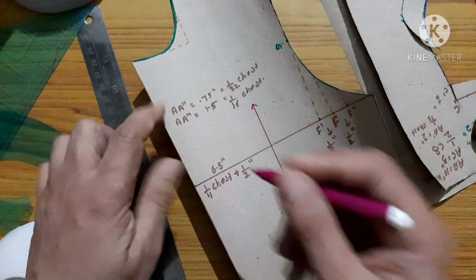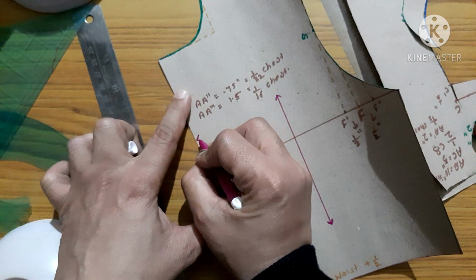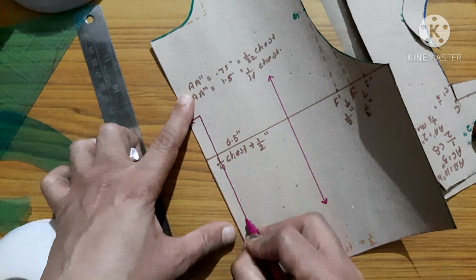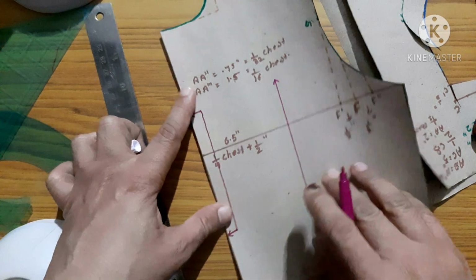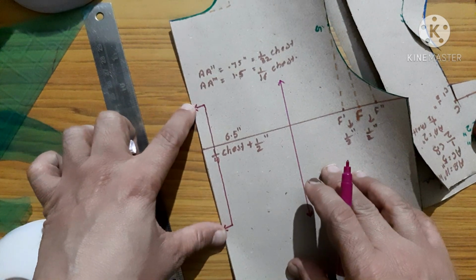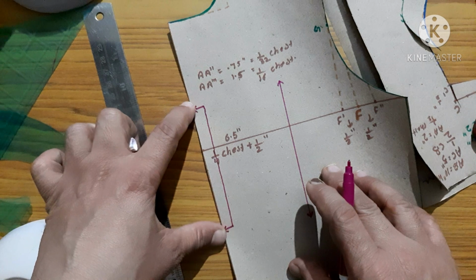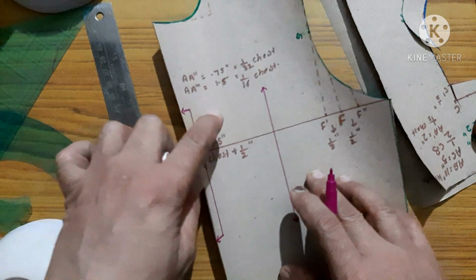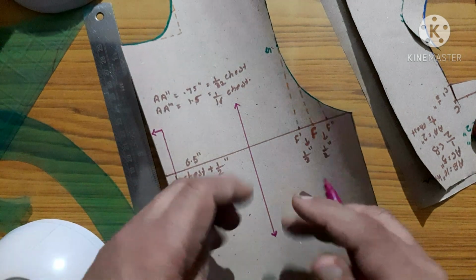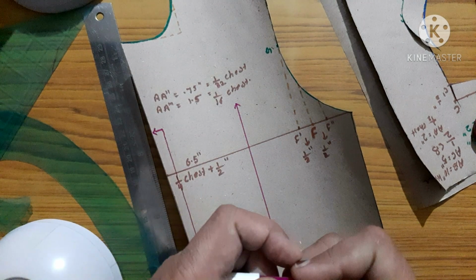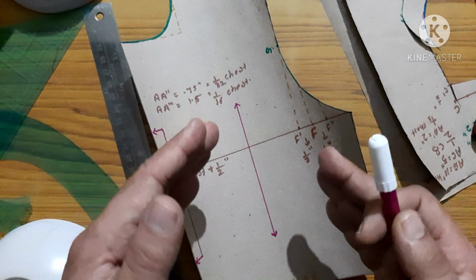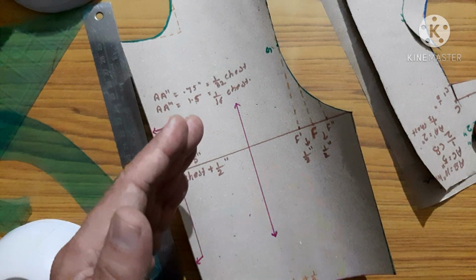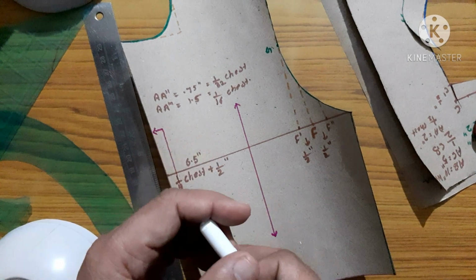And one more thing we have to mark here: this is a mark which tells us that we have to keep this portion on fold. This is the mark for on fold. We have to keep this portion on the fold while we are cutting it on the fabric, and this is the grain line. Grain line should always be parallel to the warps, that means the standing weaving of the fabric, right?